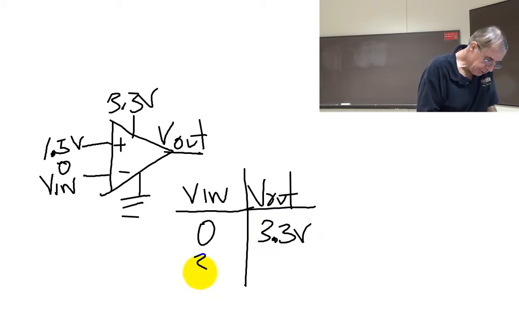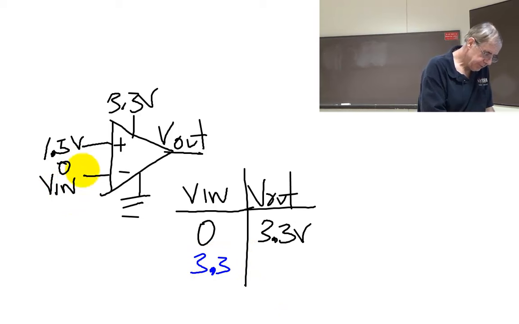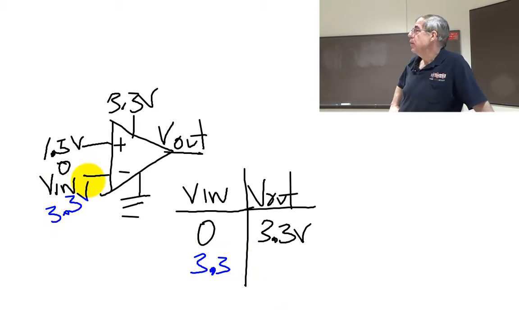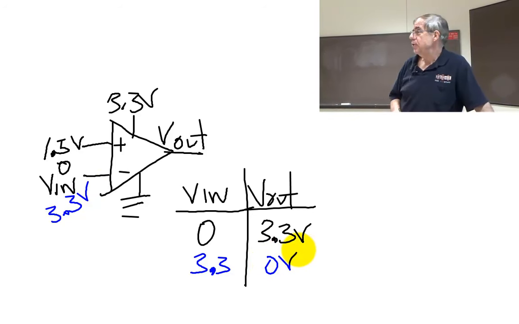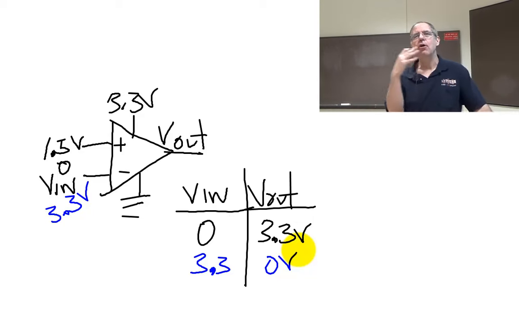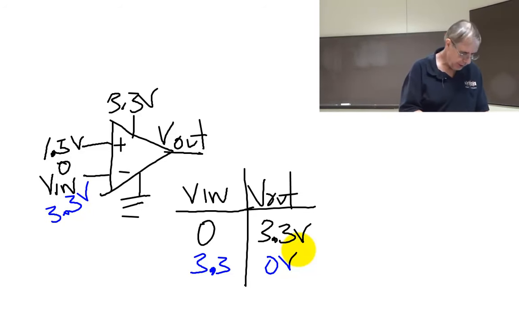What if the input were 3.3 volts? What's it going to do? You see what I built? What's it going to do? It's going to go to 0. And I just spent $2 making what? A NOT gate.